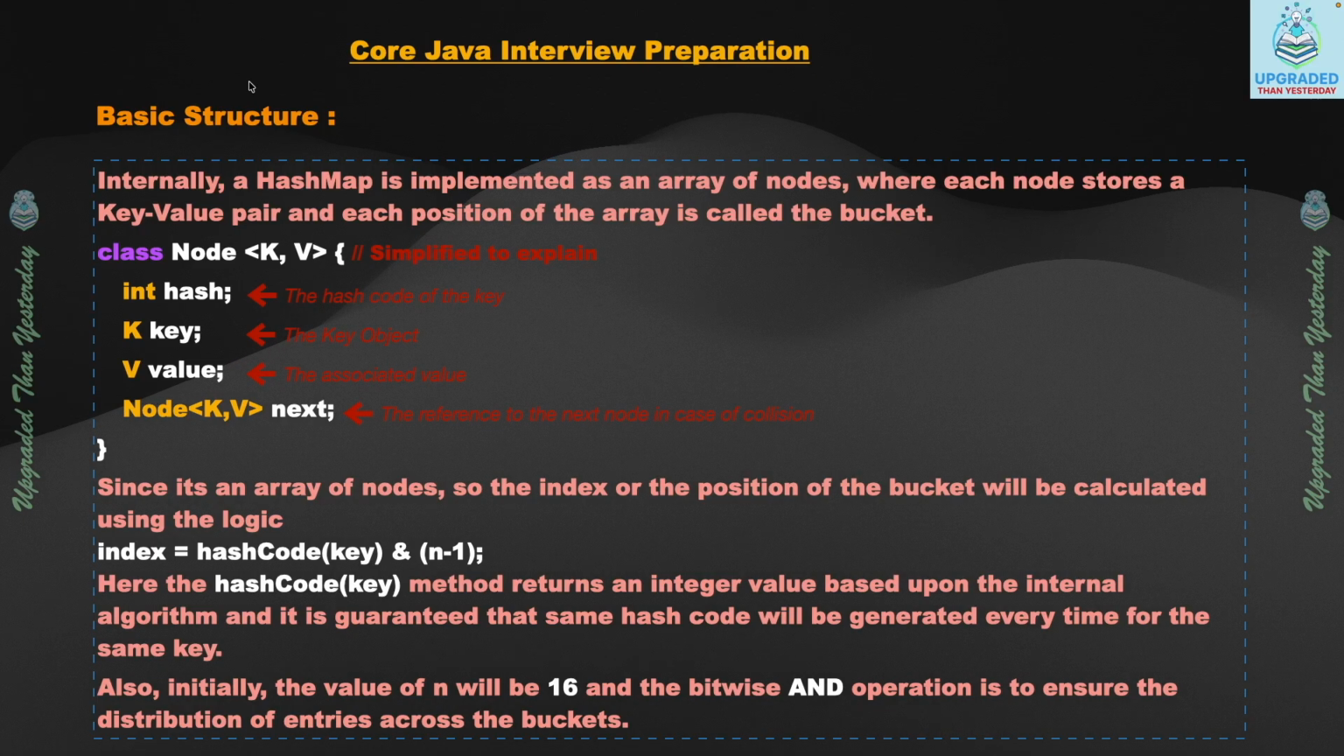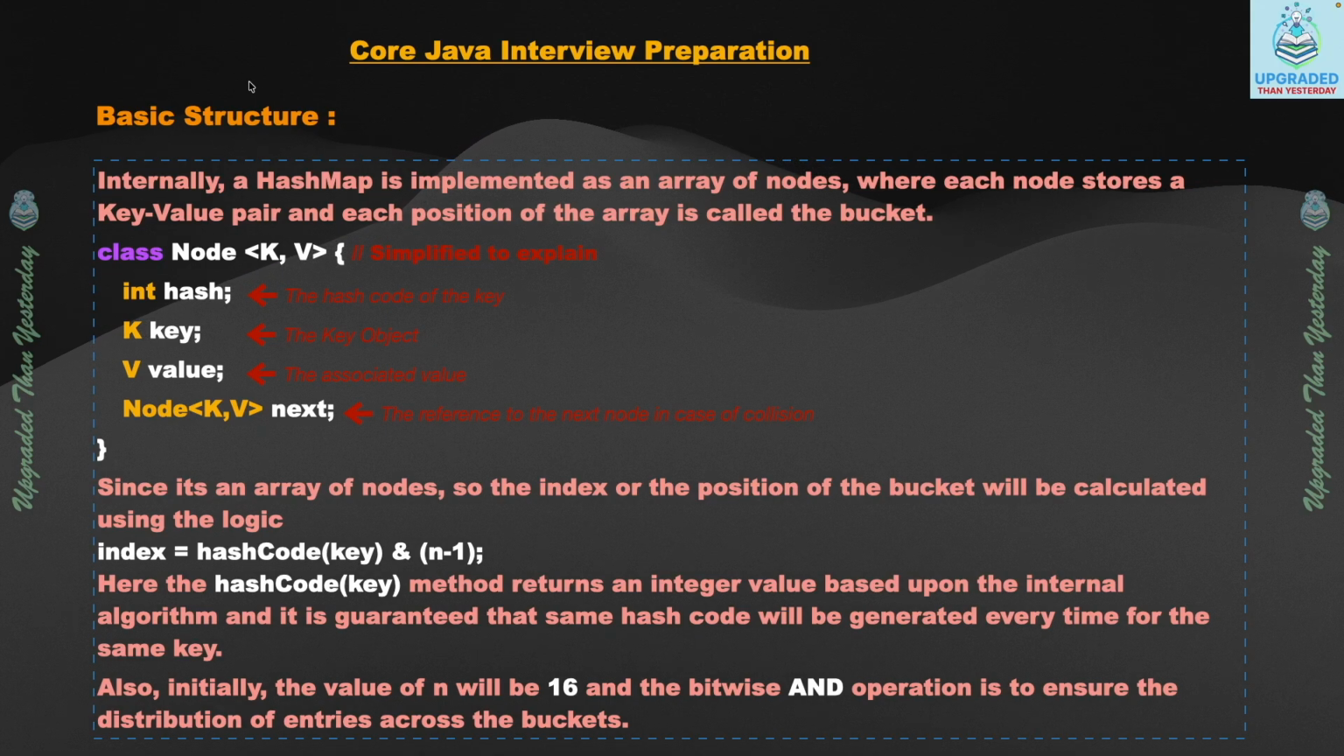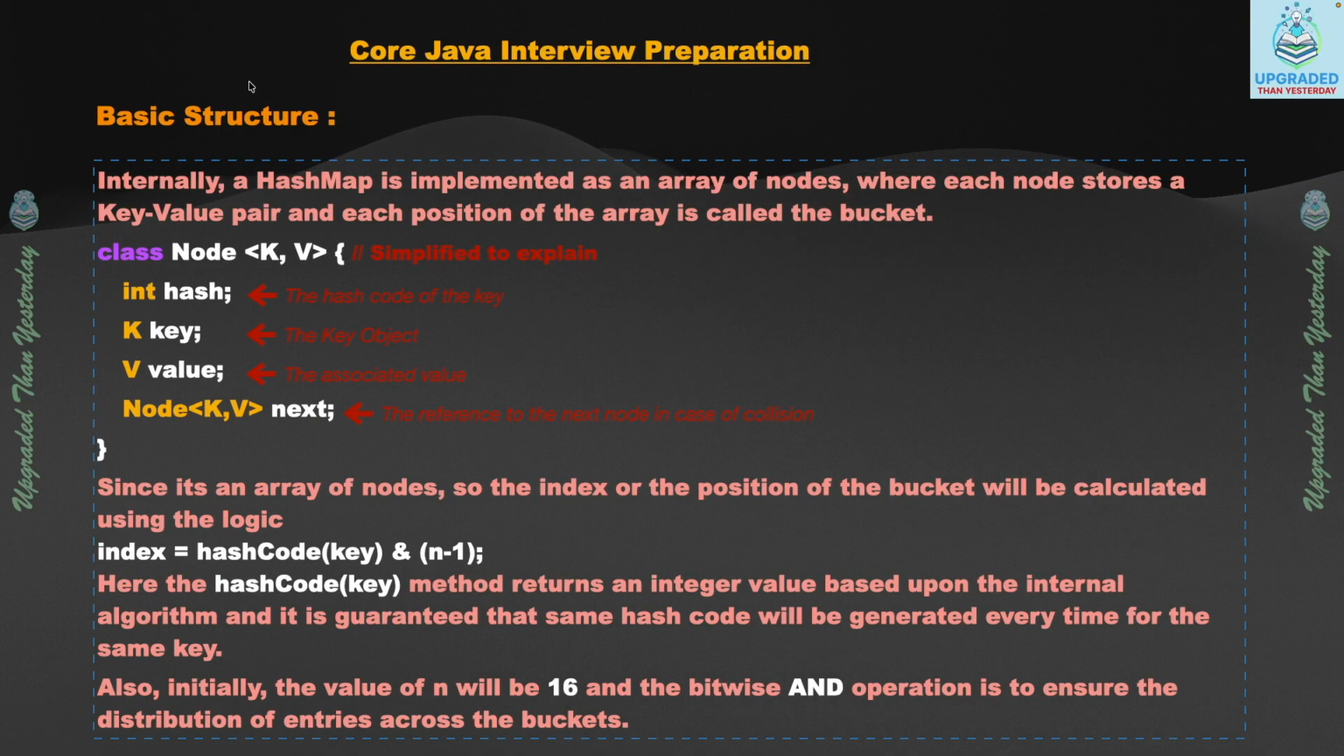Since it's an array of nodes, the index or the position of the bucket will be calculated using the logic: index is equal to hash code of key AND operation n-1. Here the hashCode method returns an integer value based upon the internal algorithm, and it is guaranteed that the same hash code will be generated every time for the same key. Also, initially the value of n will be 16, and the bitwise AND operation is to ensure the distribution of entries across the buckets.